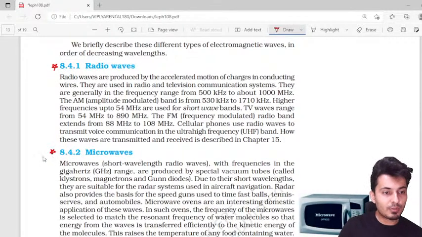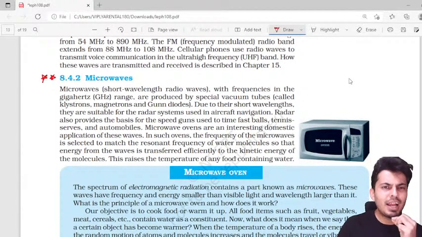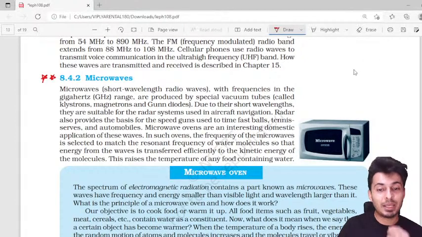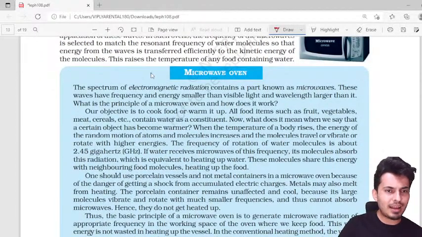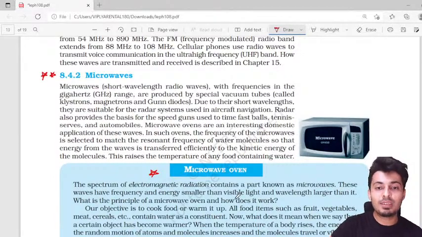More importantly, how the microwave works. You might have all used a microwave oven, and you might have wondered why you cannot put a metallic object inside a microwave. Have you ever wondered? That reason has been mentioned over here. So this paragraph is very important. For that, you need to understand how a microwave oven works.